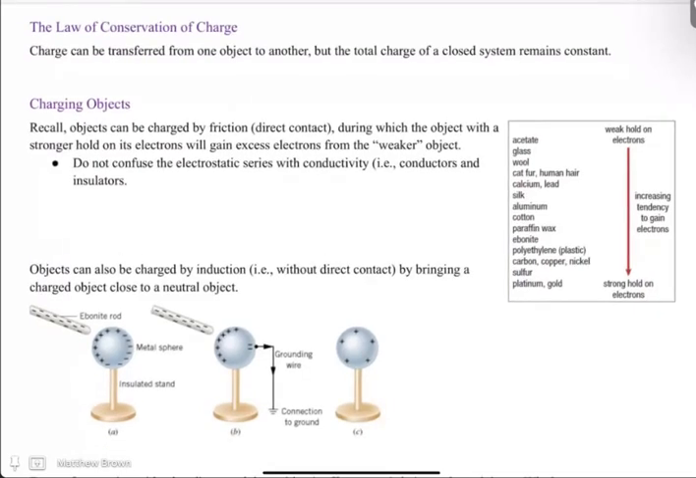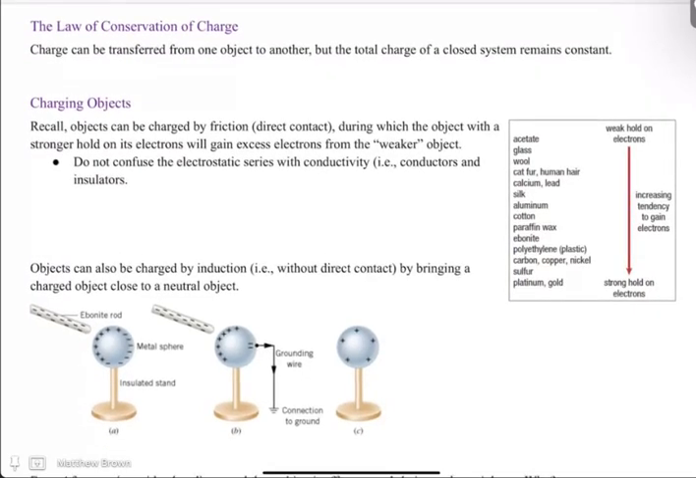You may remember some of this from grade 9. You may even have done some labs where you rubbed some fur on some glass. And you may experience this all the time if you walk across a carpet with socks on and then touch a door handle. So there were really two ways we looked at charging objects.